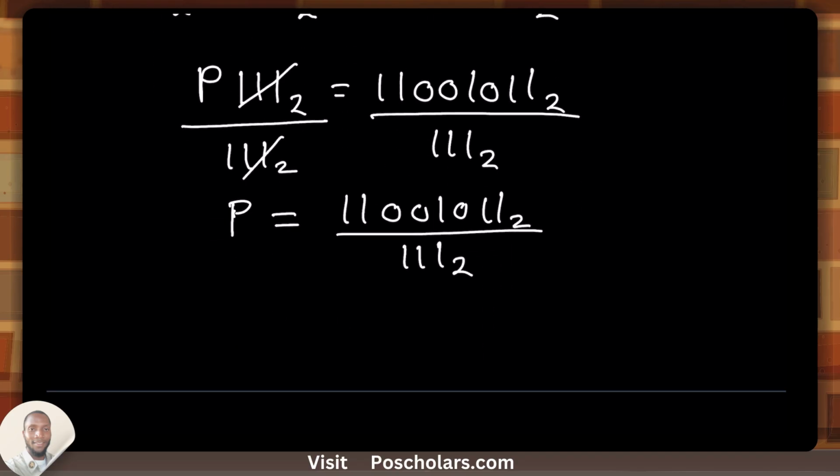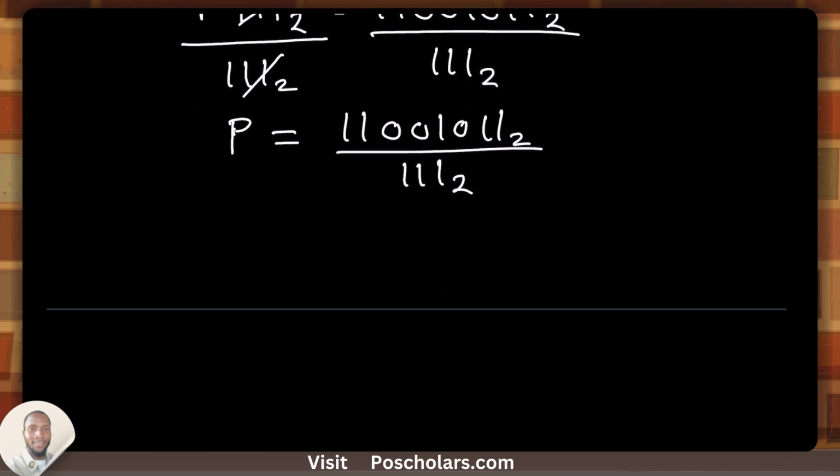Now, at the right hand side, we need to solve so that we can find the value of what? P. This is division. We are simply dividing 11001011 base 2 by 111 base 2. There are two methods you can use. You can convert this to base 10, convert this to base 10, divide it, then the answer, convert it back to base 2. But we won't do that. We'll use a faster method by using the division method of number base.